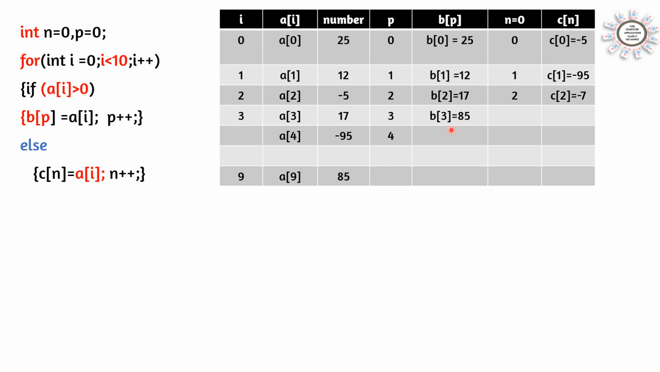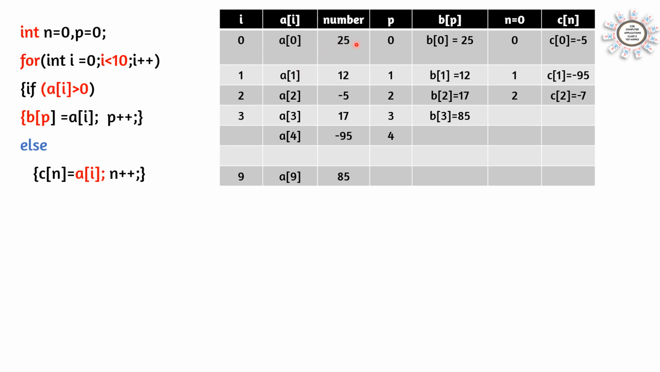And now we can check the negative numbers. Negative n is starting from 0. Here we are checking if A is greater than 0, B of P is equal to A of I. And if it is otherwise, else means otherwise, if it is a negative number, C of n. C of n means first time n is 0. C0, then C1, C2, like this it will go. C of n is equal to A of I and n plus plus. So as soon as you store a number in C, the value of n will increase.